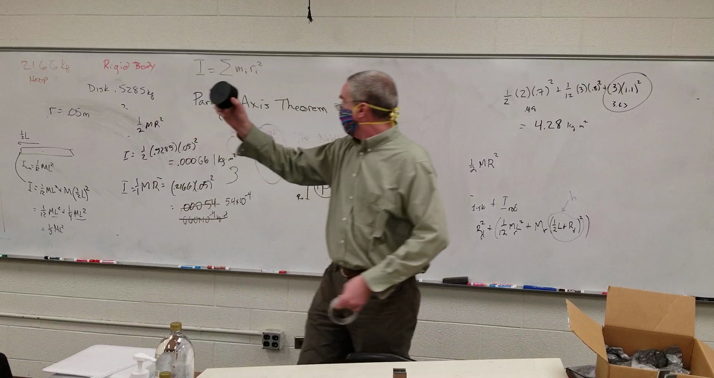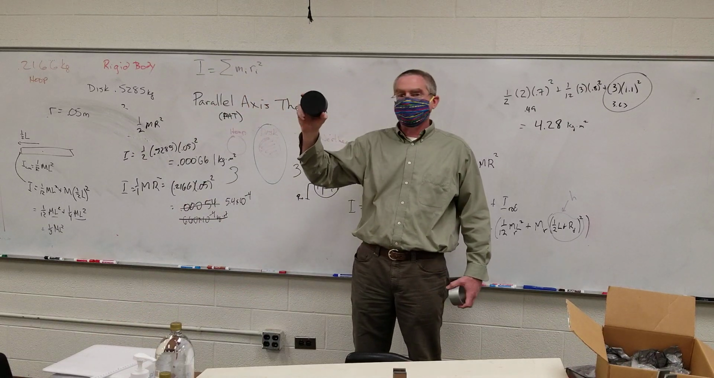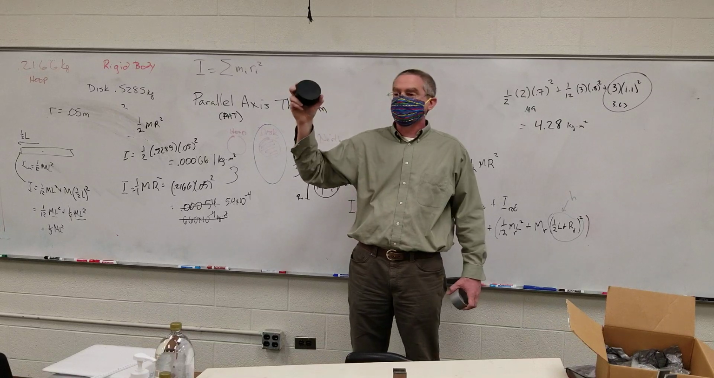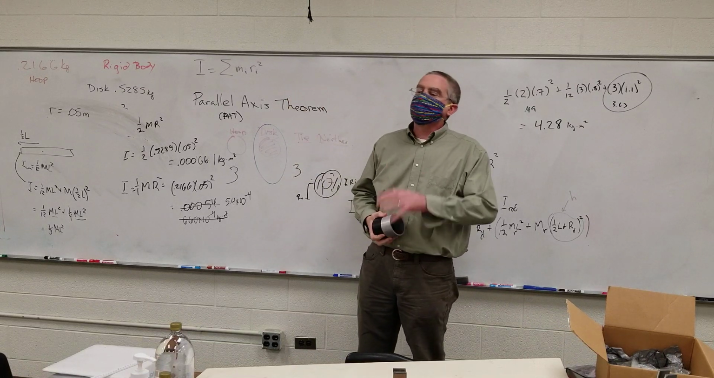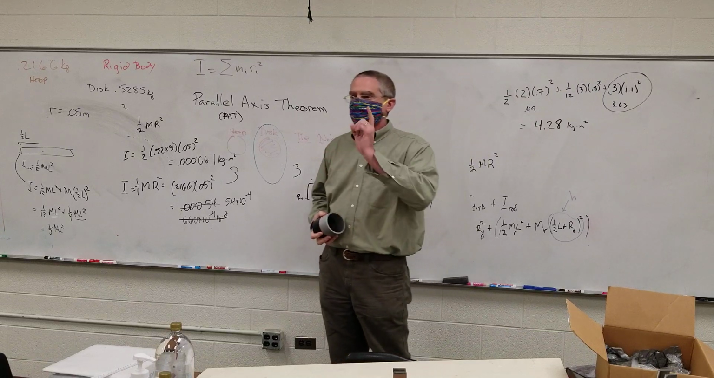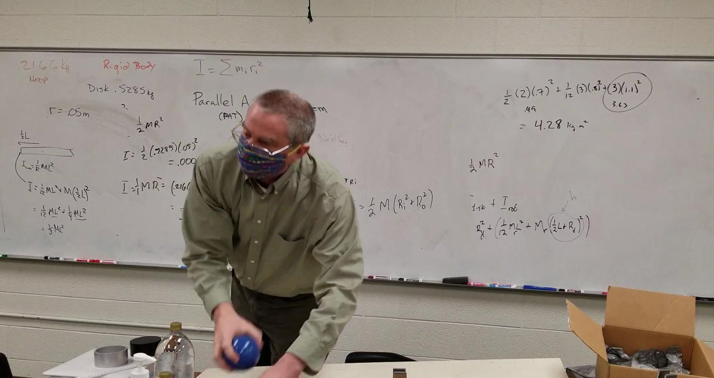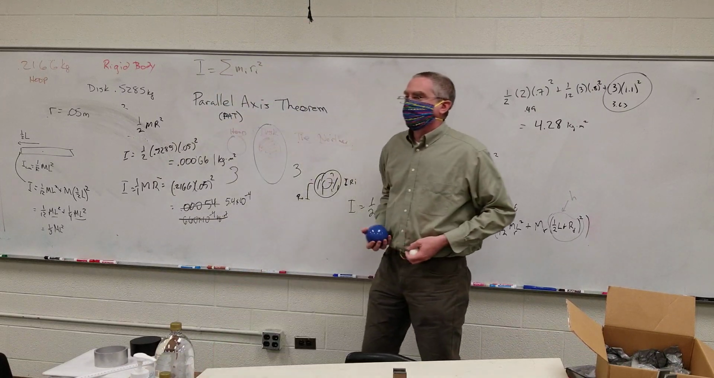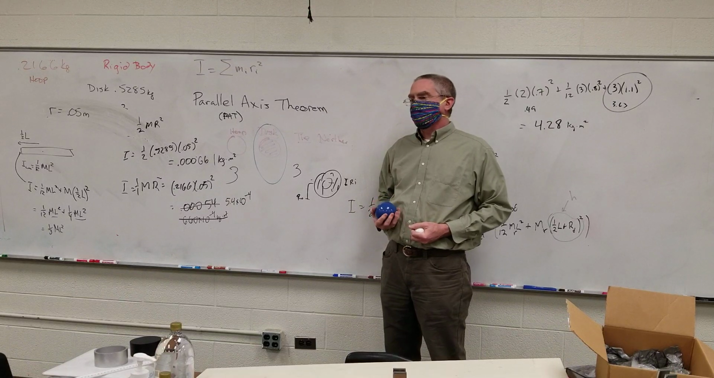Therefore, this has a higher moment of inertia. The reason is because it had more mass. Yeah, it did. I will say, Jacob, you're close, but you did not word it right. But if they were the same mass, then wouldn't the hoop be larger? Yeah, it would be.